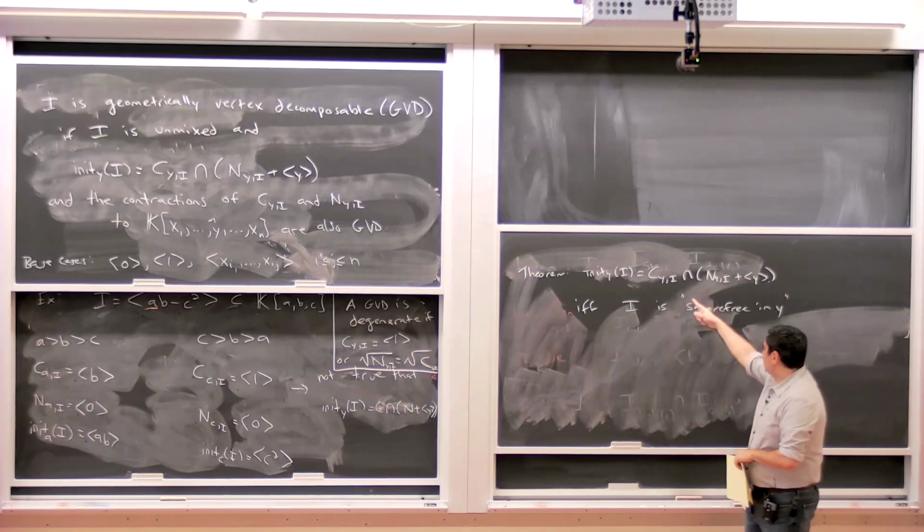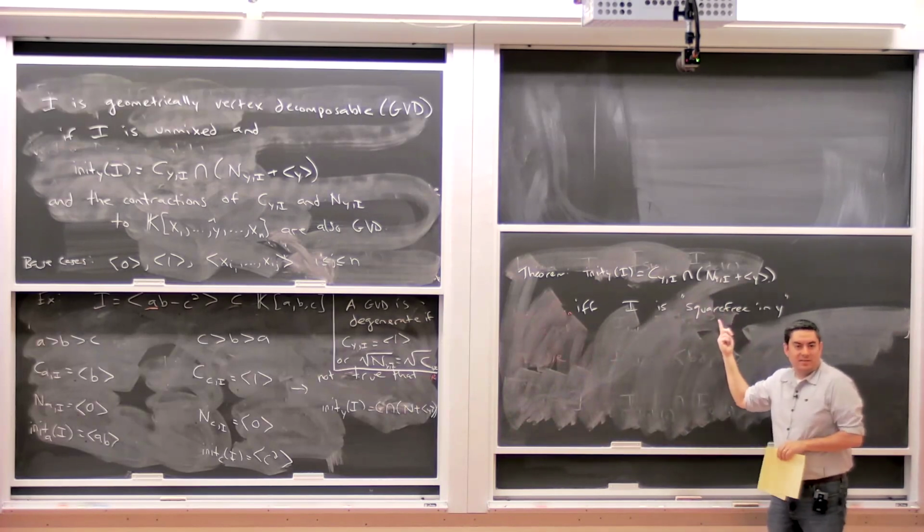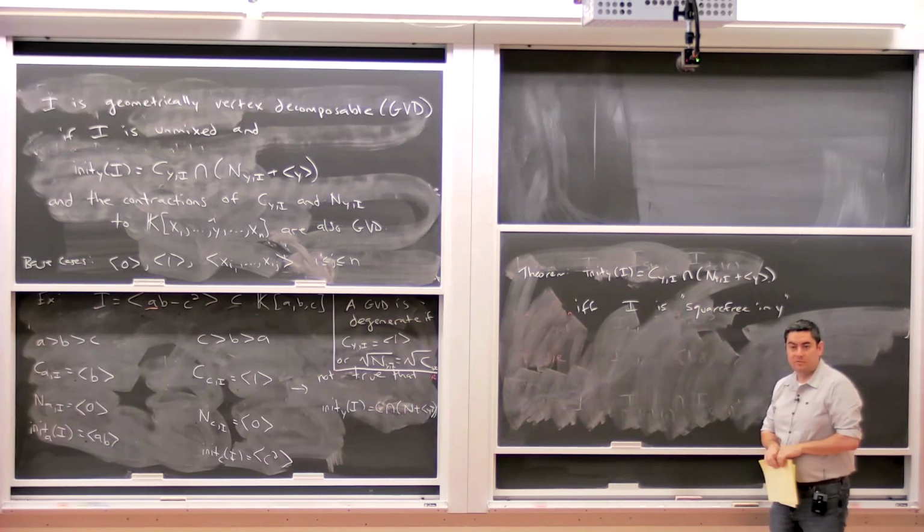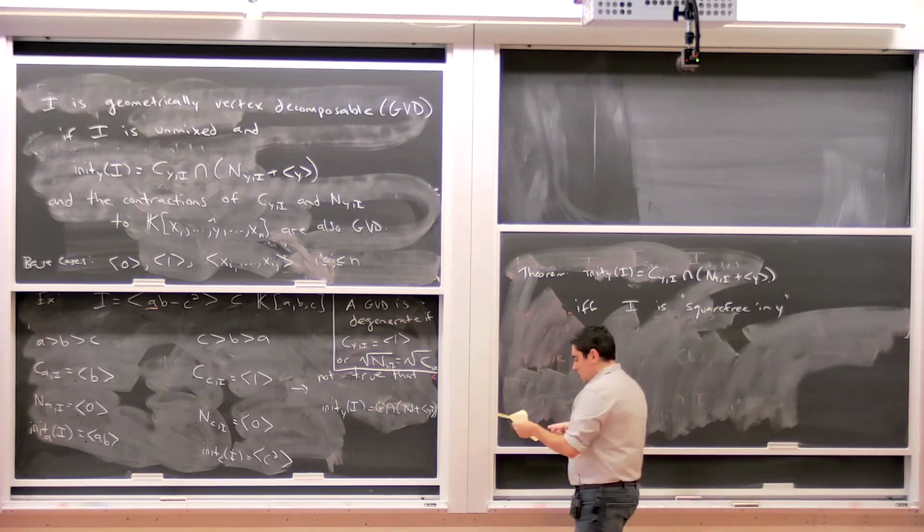So this tells us that you can tell very easily whether this intersection happens. You're just looking at whether Y is square free. If it's not square free, then you can't get this intersection. You can't choose it as a variable for your GVD. Okay.